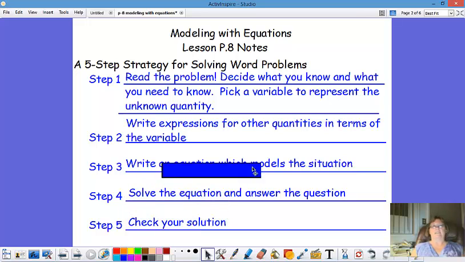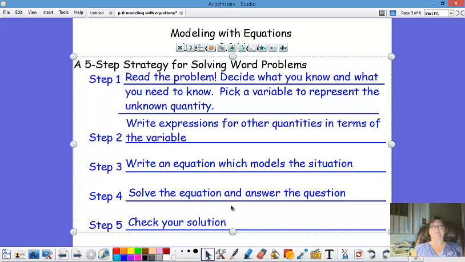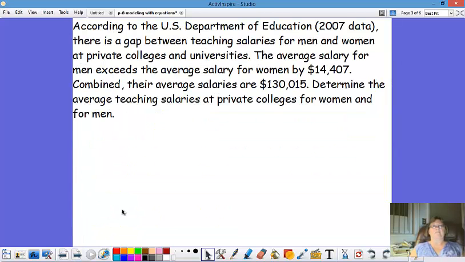And the last step, you should check your solution. Folks, that's the unfortunate thing about algebra, or maybe the fortunate thing. You never should get a problem wrong, because we should be able to check our answer every single time. As we look at a set of problems here, we'll ask you to remember these things. Read carefully, pick a variable, make sure you know what it's standing for, make sure that you can write expressions for other quantities that use that variable, write and solve an equation, and then check your answer. Here we go.